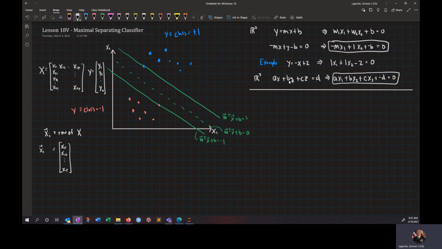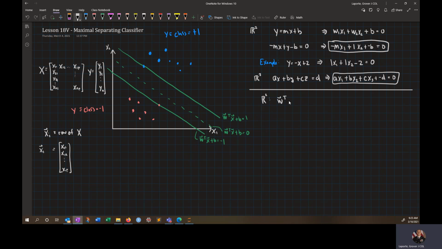In R3, it's even easier because if you remember the equation from Stewart, I think everyone took Stewart as a calculus text. ax plus by plus cz is equal to d was the equation, and we can simply turn this into ax1, so again, x1 being x, x2 being y, x3 being z, and then -d. So that's fairly straightforward. So let's just see what this looks like in R2.